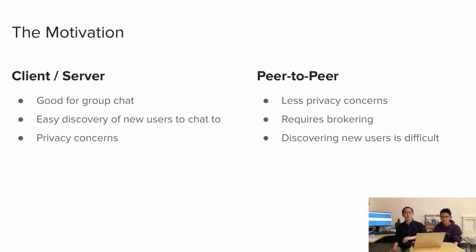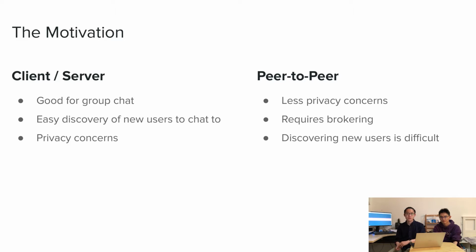So the motivation here is that most chat systems are based on the client-server model, which is very good for group chats. It allows very easy discovery of new users for one to chat to. But since all the data is sent to a server, there's this privacy concern. The P2P architecture, on the other hand, solves this issue and has less privacy concerns. But the disadvantage is that it requires brokering, and discovering other users is very difficult.